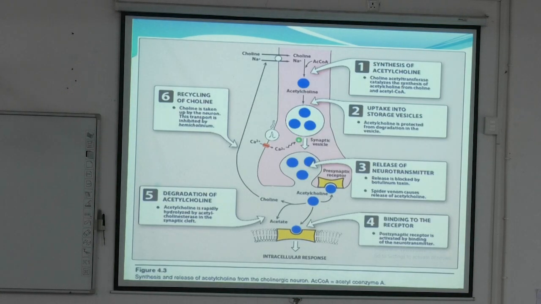I'm just showing this picture first. Choline is present in the plasma. This choline is taken up within the neurons by means of the choline transporter proteins. Choline uptake occurs. So choline comes in, you can see this is the symporter, the choline sodium symporter. Choline comes within the preganglionic neurons. And within the mitochondria, there is acetyl coenzyme A. Acetyl coenzyme A combines with the choline to form acetylcholine. And this acetylcholine is mainly formed within the mitochondria in the preganglionic neurons.